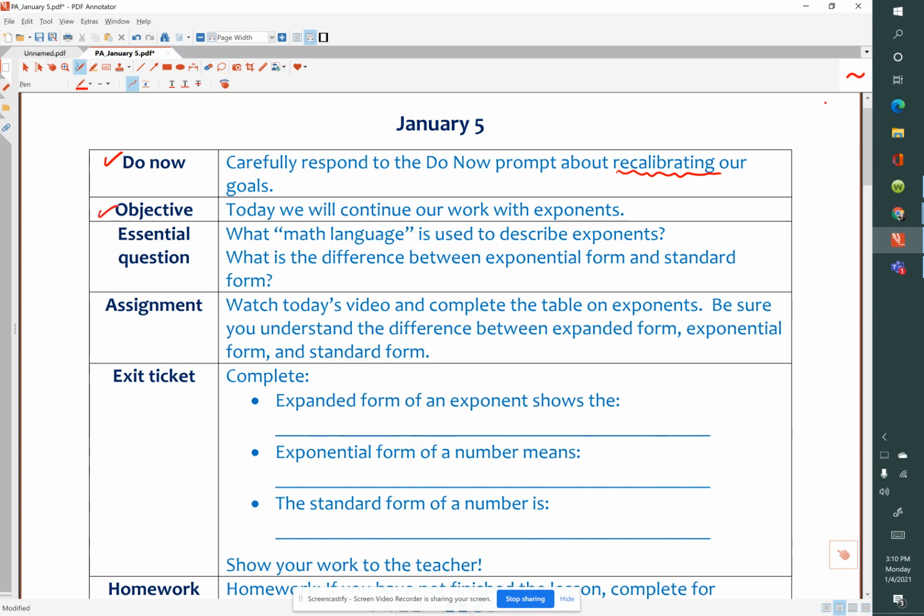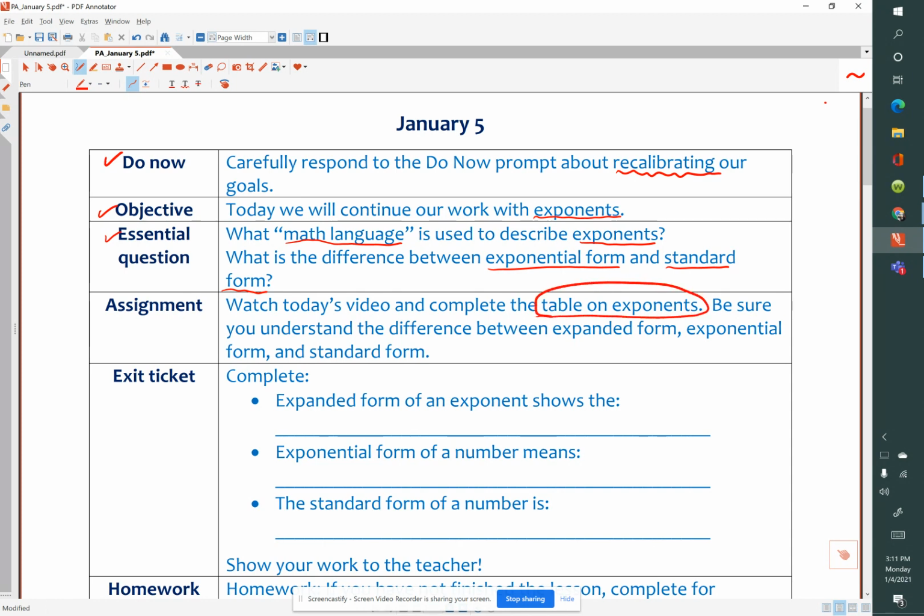Our objective today is to continue working with exponents, and our essential question asks, what math language do we use to describe exponents? And we'll have some practice with that. And we also will talk about the difference between exponential form and standard form of an expression or value. We will watch this video today and complete a table. So today we have a table on exponents.